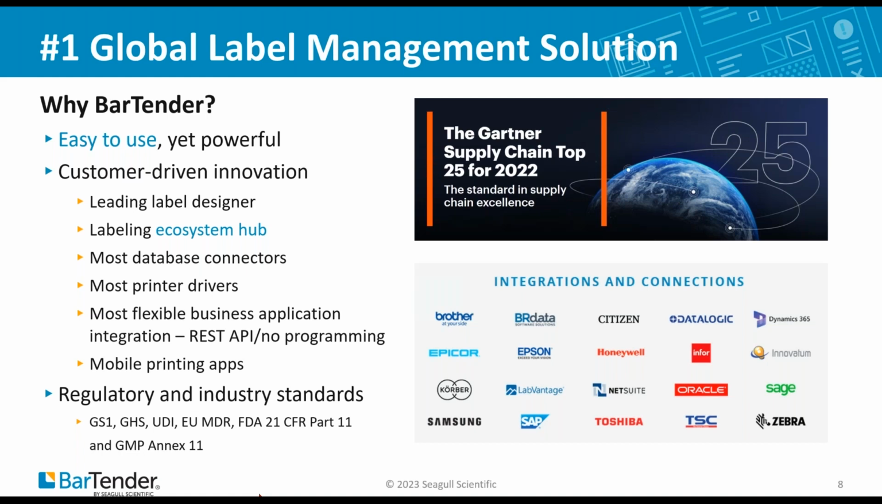With BarTender, our customers have increased the overall efficiency of their entire supply chain while reducing IT operations and labor costs and improving both internal and external customer satisfaction. And we are very proud that we are the #1 Gartner customer recommended label management solution, and that all of the Gartner top 25 supply chain organizations use BarTender.